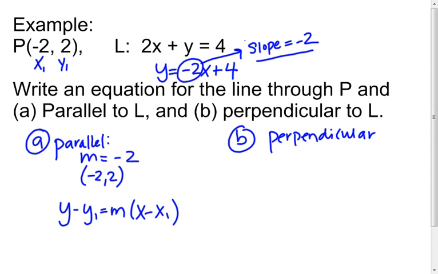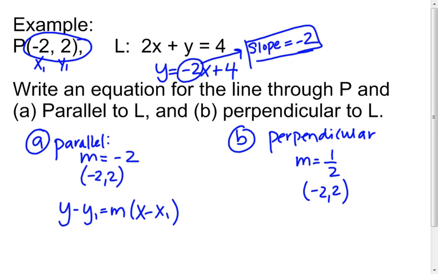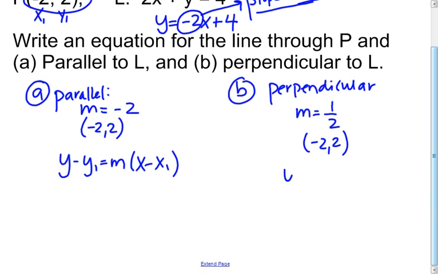Okay, again, I know that the slope of the line I gave you is negative 2. So the slope of the line perpendicular to it will be the opposite, which will be positive, and then the reciprocal of 2 is 1/2. So you're going to use that, and you're going to use the point I gave you again. So you're going to use negative 2, 2, and again, you will plug this in to y minus y1 equals m times x minus x1.